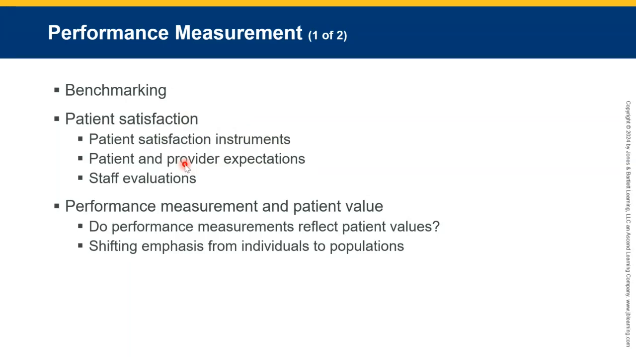Number two, patient and provider expectations. So these must be clearly identified for an adequate assessment. So what are the expectations? And number three, staff evaluations. And these may be directly linked to satisfaction results. Results from these surveys can improve measures of quality of care.